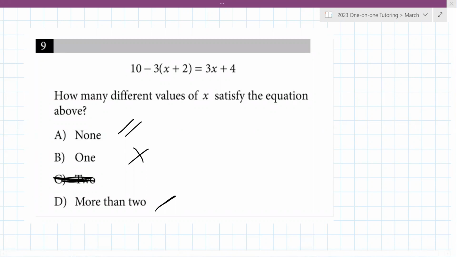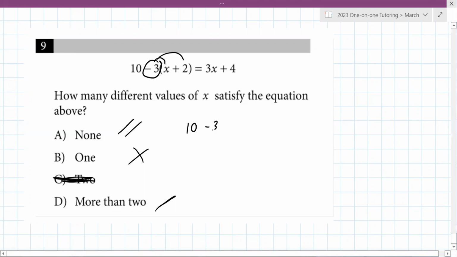Is the answer A? You've got no solution. Let's take a look here, just in case you want to look back at this later. So this -3 gets distributed to both. So this becomes 10 minus 3x minus 6. Does that match up with what you have? Yeah. Great. So then you can combine 10 and minus 6. So that's 4. Minus 3x plus 4 equals 3x plus 4.